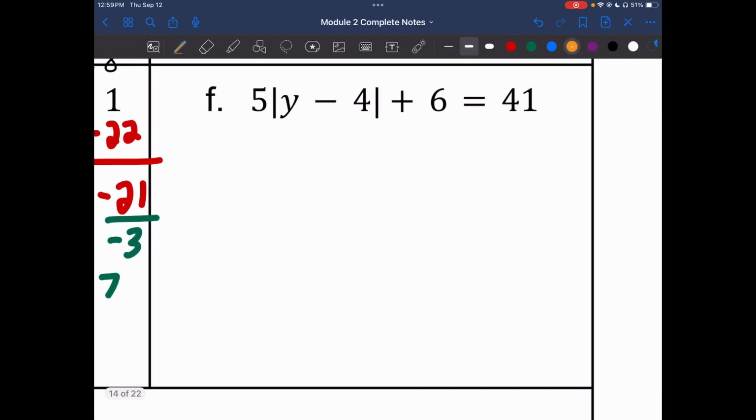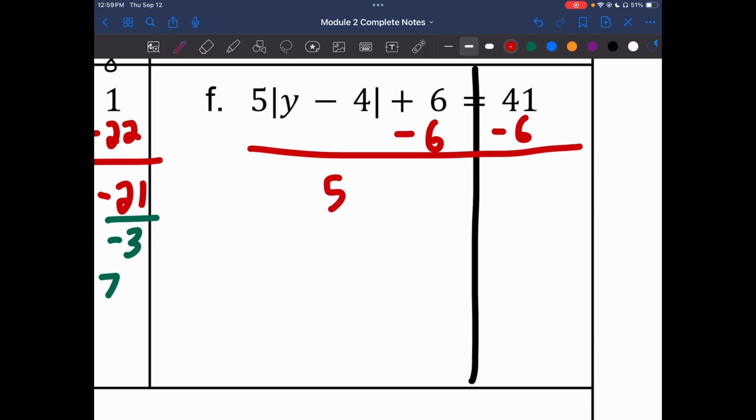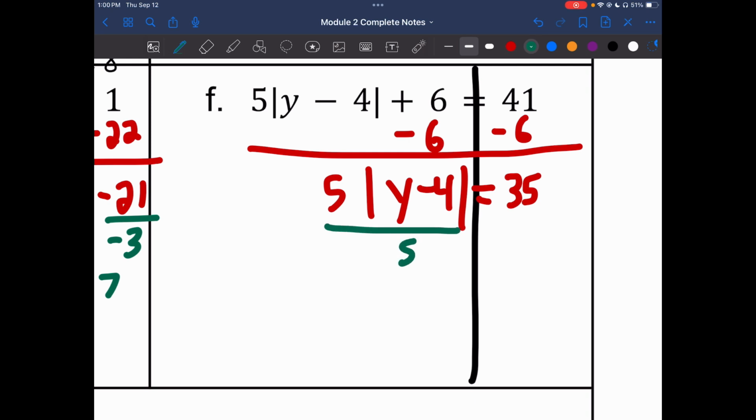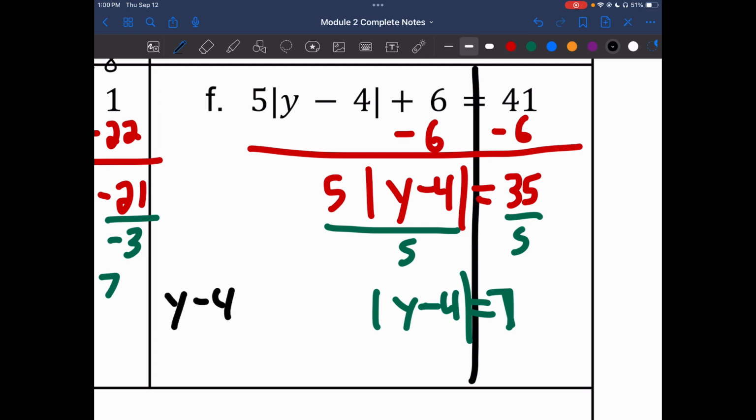Letter F is a similar one where we're going to have to isolate the absolute value first. My first step, subtract 6 from both sides, and I get 5 times the absolute value of y minus 4 is equal to 35. And now we are going to divide both sides by 5. Absolute value of y minus 4 equals 7. And now we can split this into our two because our absolute value is isolated. So y minus 4 equals 7. Y minus 4 equals -7.